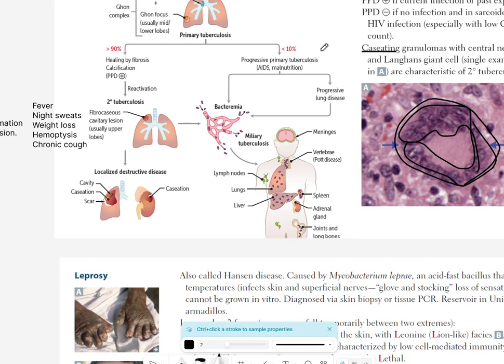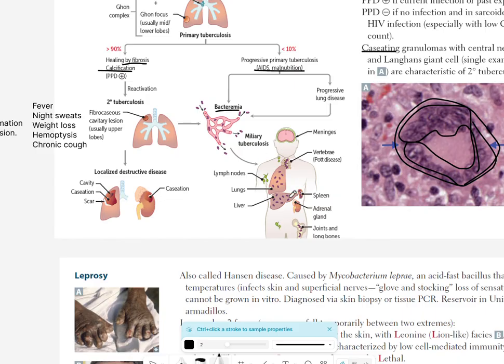Something we didn't cover is progressive primary tuberculosis. Progressive primary tuberculosis occurs mainly in AIDS and in patients who have malnutrition, right? So their primary TB does not resolve with fibrosis and calcification. Instead, it becomes progressive primary TB in patients who have AIDS and malnutrition. Instead of containing the infection by fibrosis and calcification, it goes into the bloodstream. Since it goes into the bloodstream, you get bacteremia, and since it's in the bloodstream, it spreads to the whole body, right?